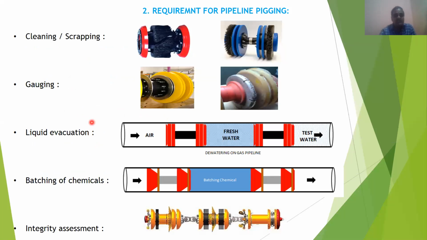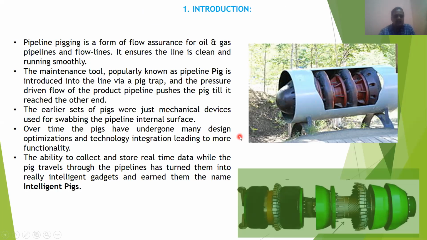The earlier sets of pigs were just mechanical devices used for swabbing pipeline internal surfaces. Over time, the pigs have undergone many design optimizations and technology integration, leading to more functionality. The ability to collect and store real-time data while the pig travels through the pipelines has turned them into really intelligent gadgets and earned them the name intelligent pigs. Okay.